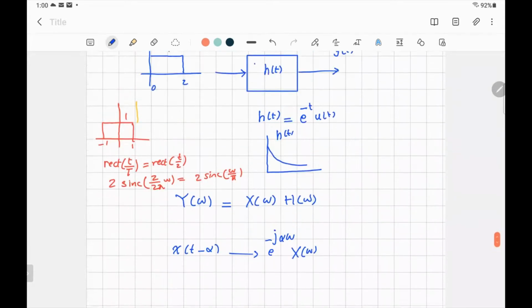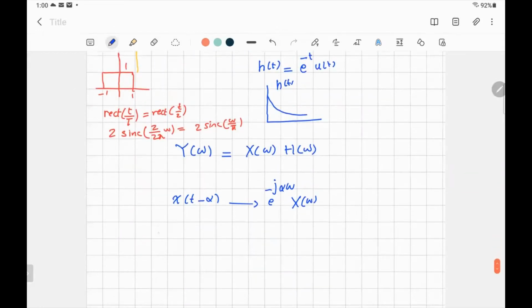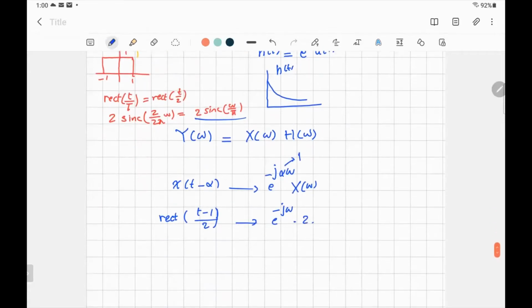So what I have here is a rectangular pulse, but shifted by 1. I shift by 1 towards the left. So actually, I have a rectangle of t minus 1 with the same width. I'm going to apply the formula here: e to the minus j omega alpha, where alpha is equal to 1 in this case. So e to the minus j omega times X of omega. I had it here, that's X of omega equal to 2 sinc of omega over pi. Okay. So that's the X of omega.